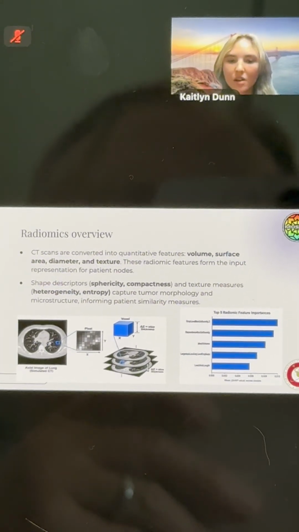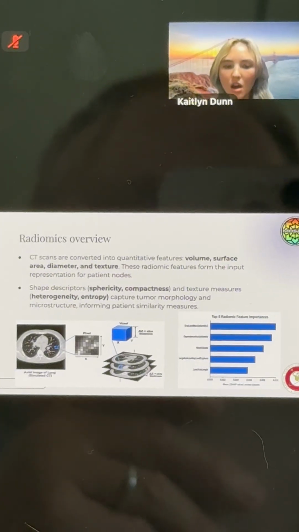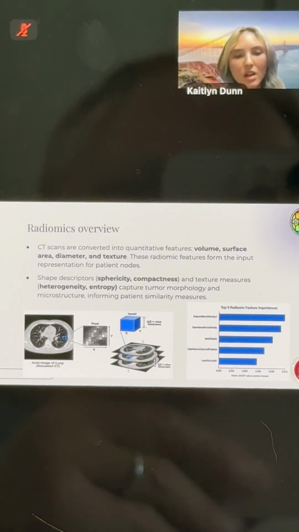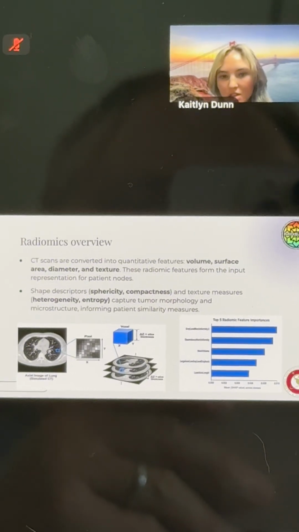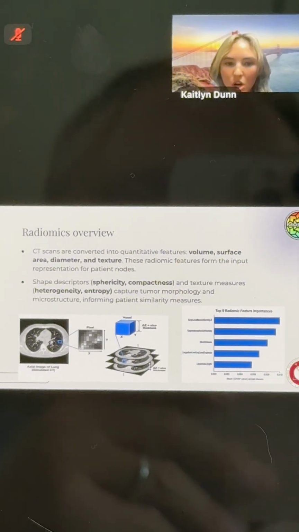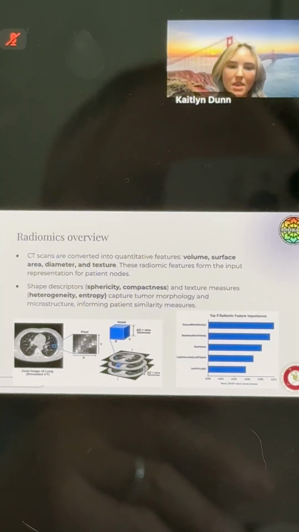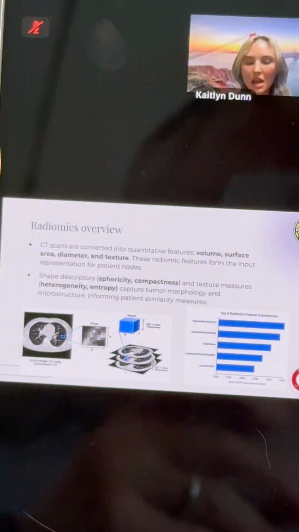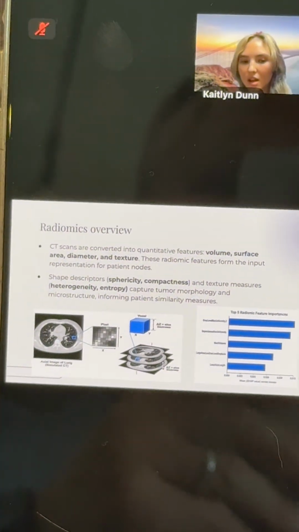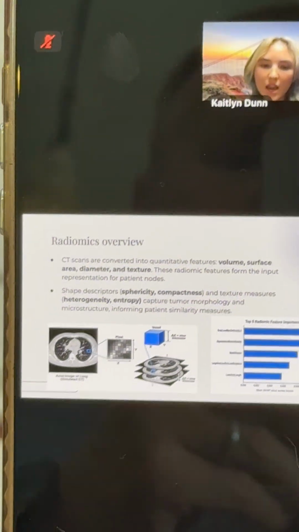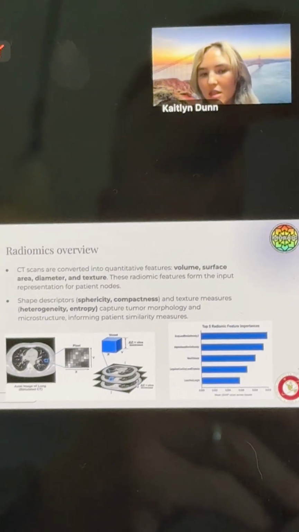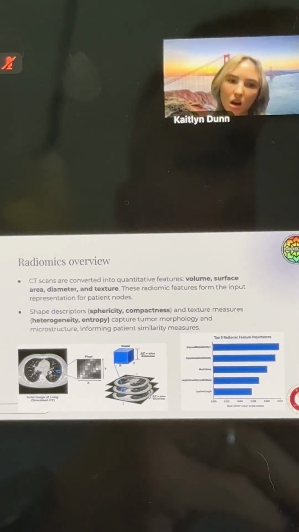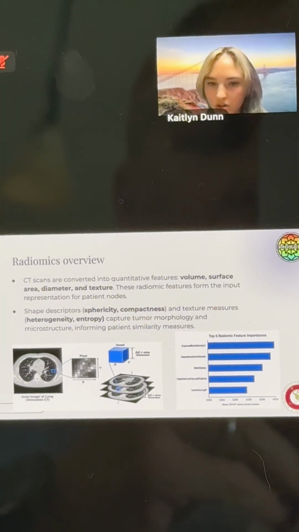And these voxels can provide a volume and a thickness that can be converted into quantitative features such as surface area, diameter, and texture. And then we also have some shape descriptors, which is essentially the neighboring pixels surrounding each voxel, which can capture the tumor morphology and the microstructure, which can be used for our patient similarity measures.